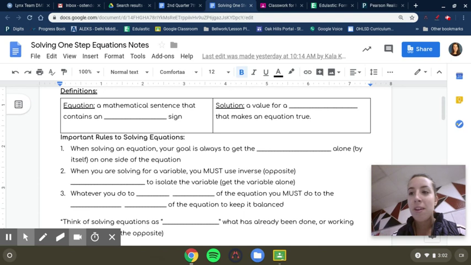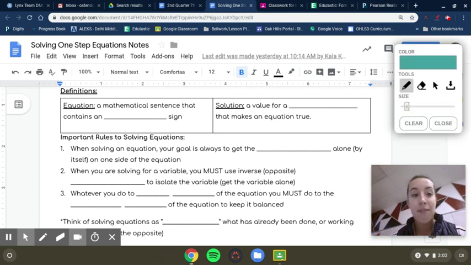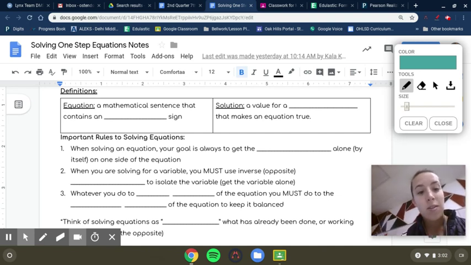Okay, with the definitions, if you want to talk about the definition of an equation, it's a mathematical sentence that contains an equal sign. So that is the difference between an equation and an expression, is that there will be an equal sign in an equation, and in an expression, you will not see an equal sign. For a solution, it's the value for a variable that makes the equation true.